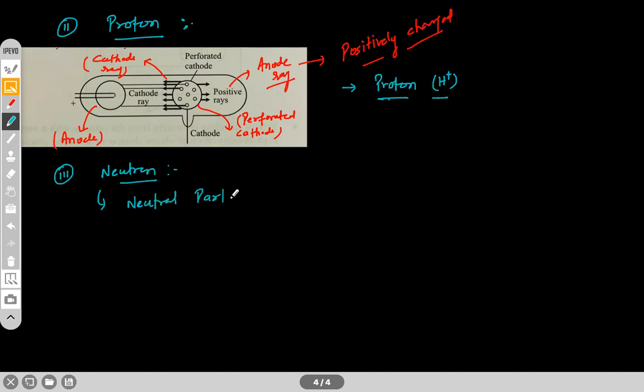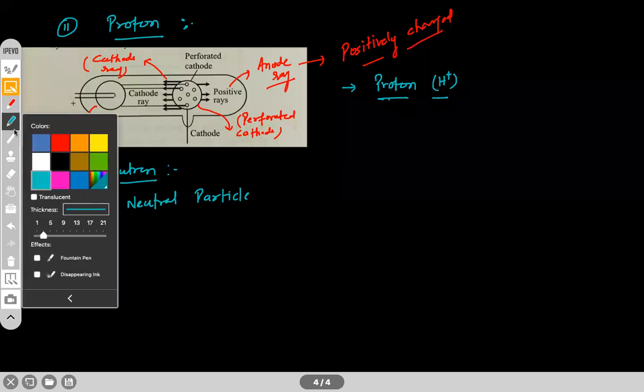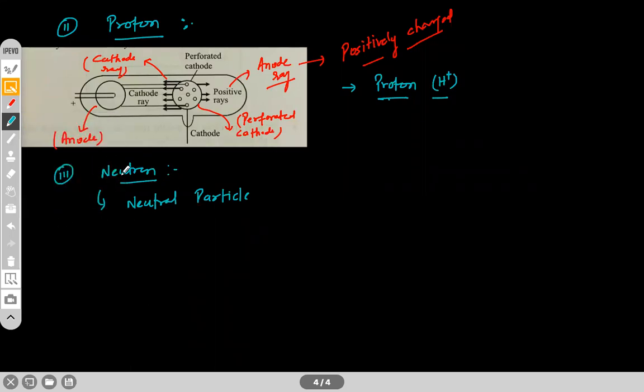Neutron is a neutral particle. It is neither positively charged nor negatively charged. So what happens with this electron and proton? We already know that the neutron plays a role in defining the atomic mass of that particular atom, right? Because it is present in the nucleus. This fact we know already, right? So if you do not know about the neutron, obviously you cannot get the correct value of atomic mass of various atoms.